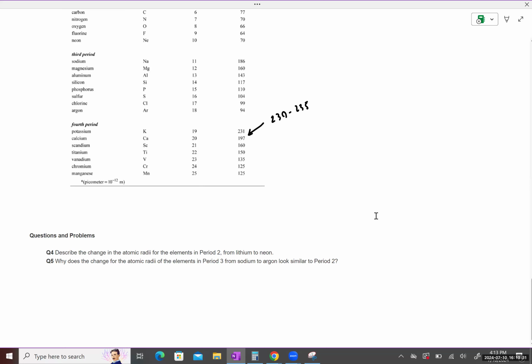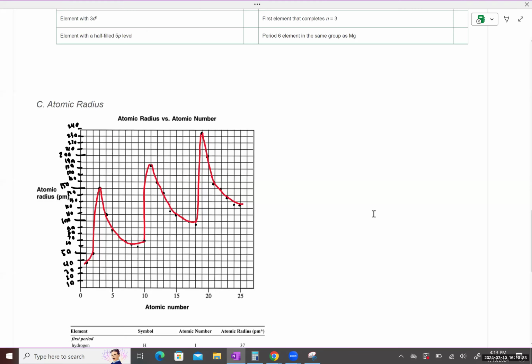I'd like you to answer these questions independently now that you have a full, complete, and accurate graph of atomic radius versus atomic number in hand.